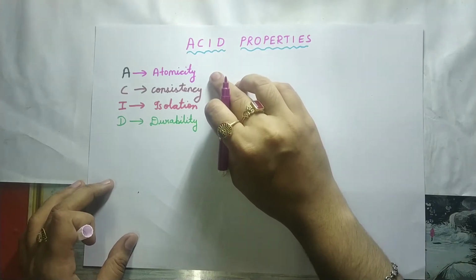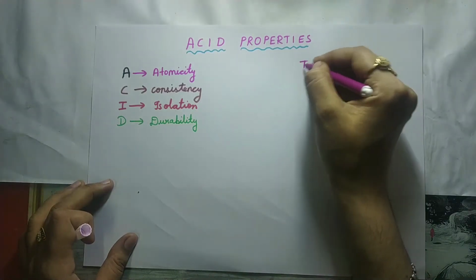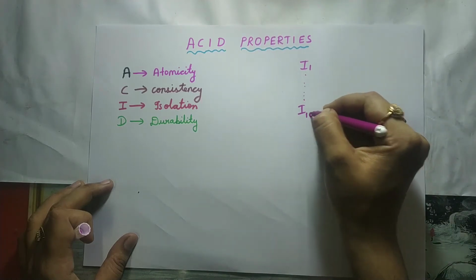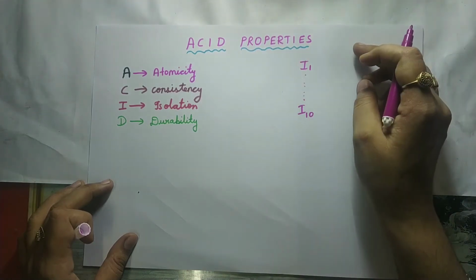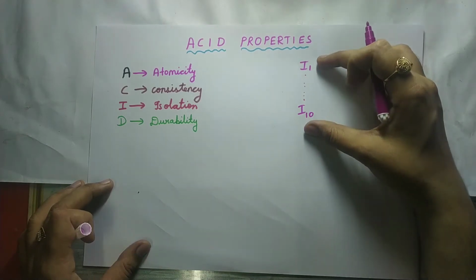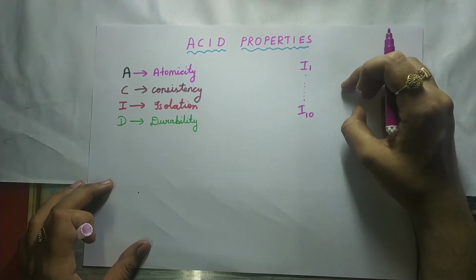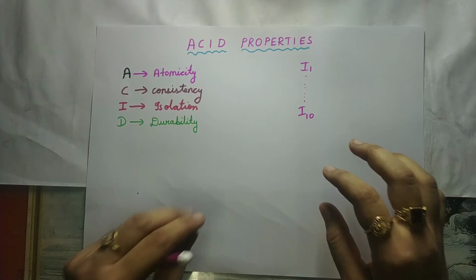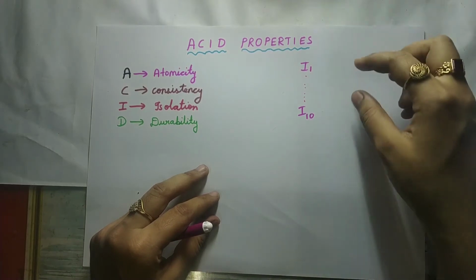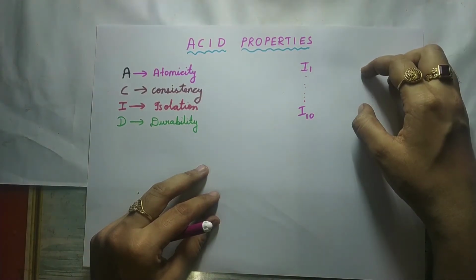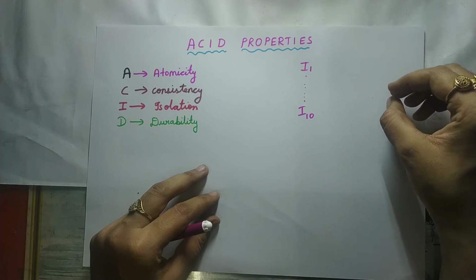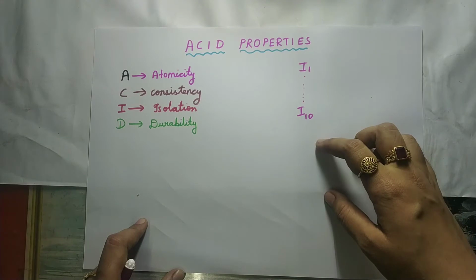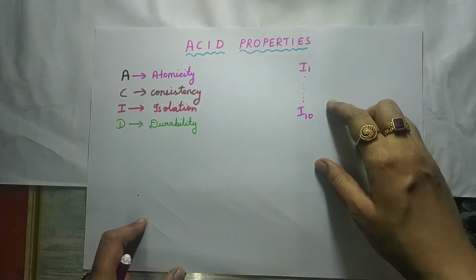Now, for example, there are 10 instructions starting from I1 to I10. There are two cases in atomicity. The first case is all the instructions should get executed. The second case is none of the instructions should get executed. It should not be like the first 5 instructions are successfully executed and the 6th instruction is partially executed or not executed. All the instructions should be executed or none should be executed.